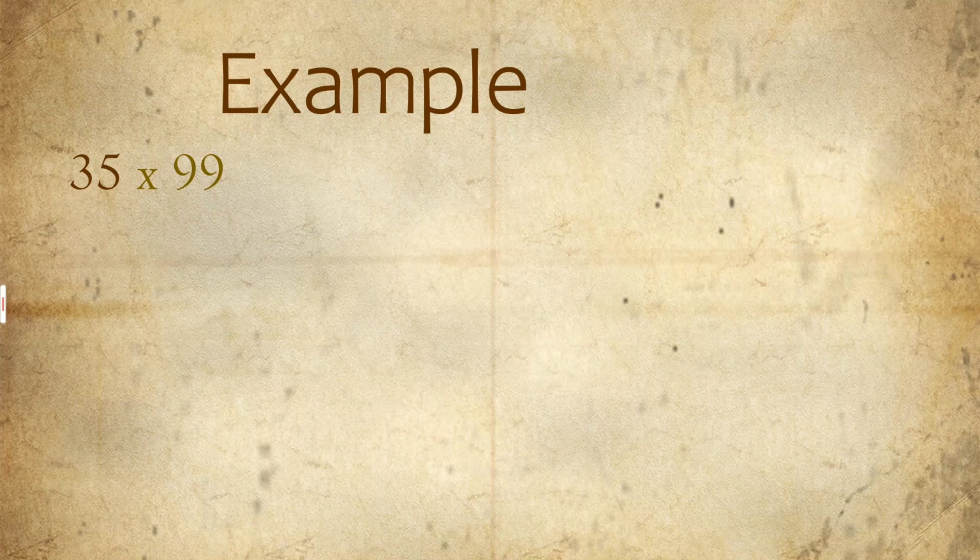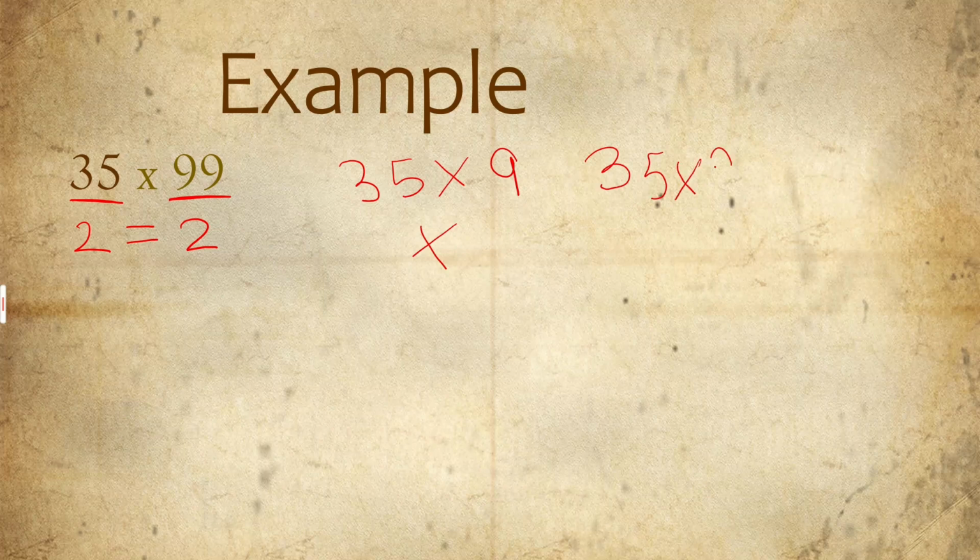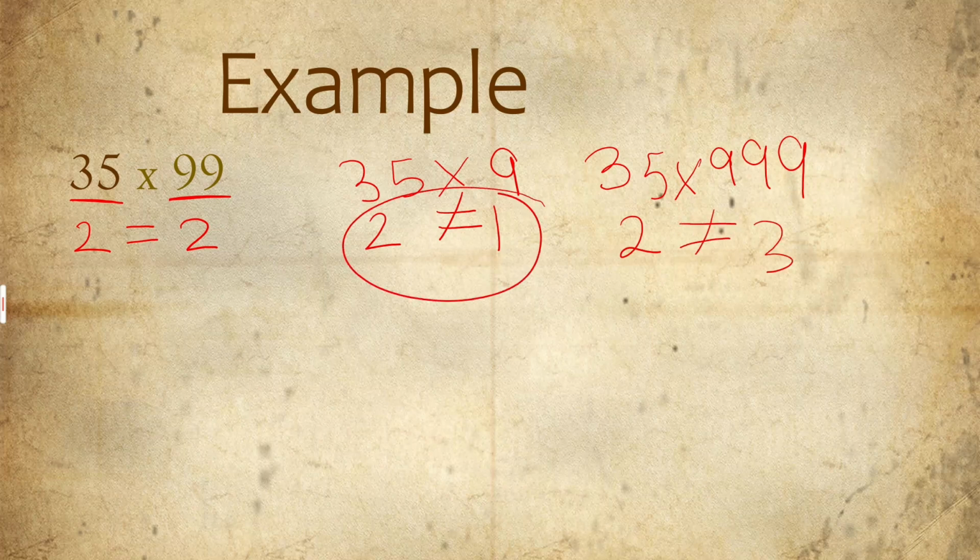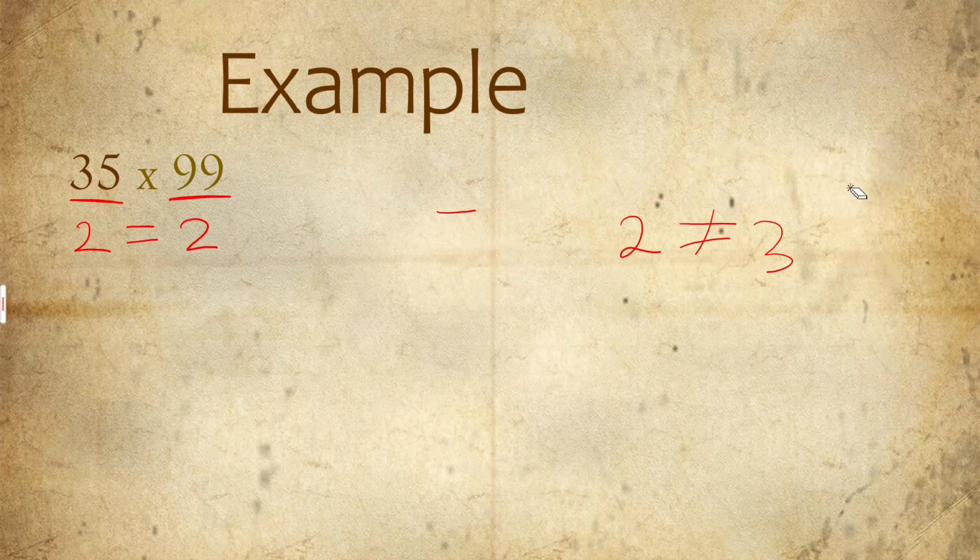We have 35 into 99. Now, look, 35 has two digits. So does 99. So now they are equal digits of 9, right? If I were to do 35 into 9, the rule wouldn't apply. Neither would it if I had done 35 into 999, right? Because this has two digits and this has one. These aren't equal, right? And same over here, there are two digits, and over here there are three, and again, these aren't equal.